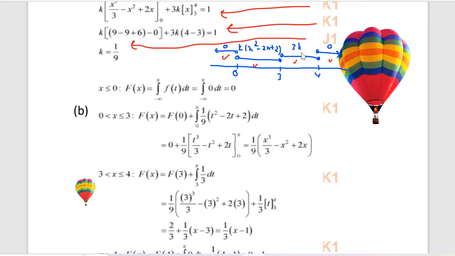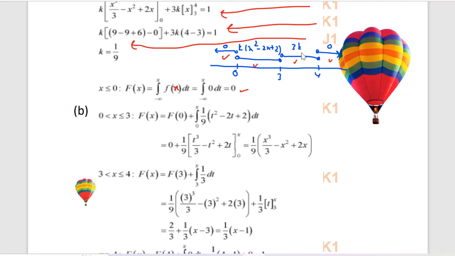So, we start with x less than or equals to 0. So, find the function fx, equals to integrate from negative infinity to x. Why? Because we want to find fx. So, our function is the function 0. So, integrate 0, we get 0.